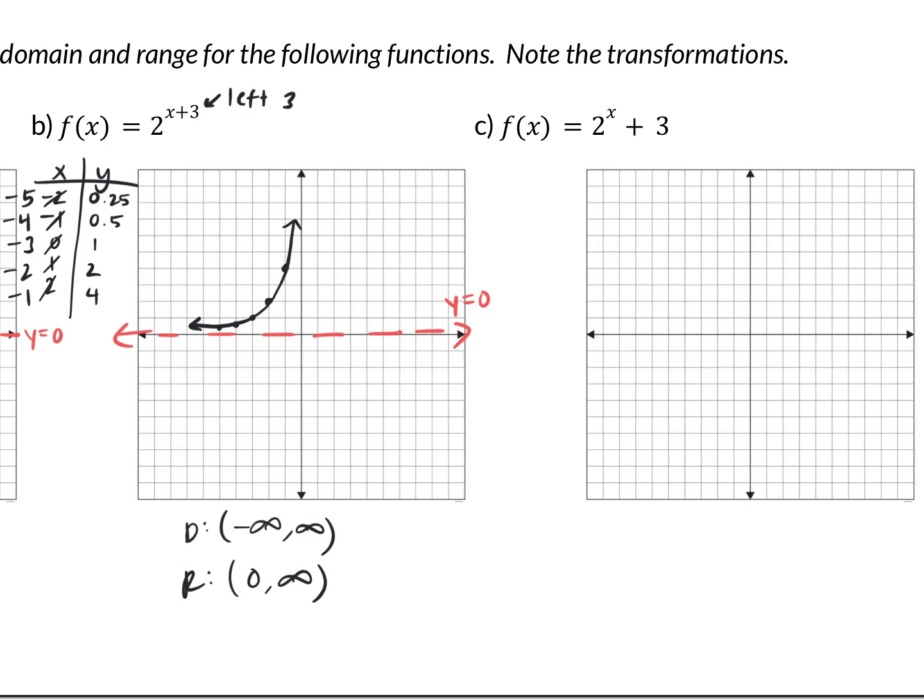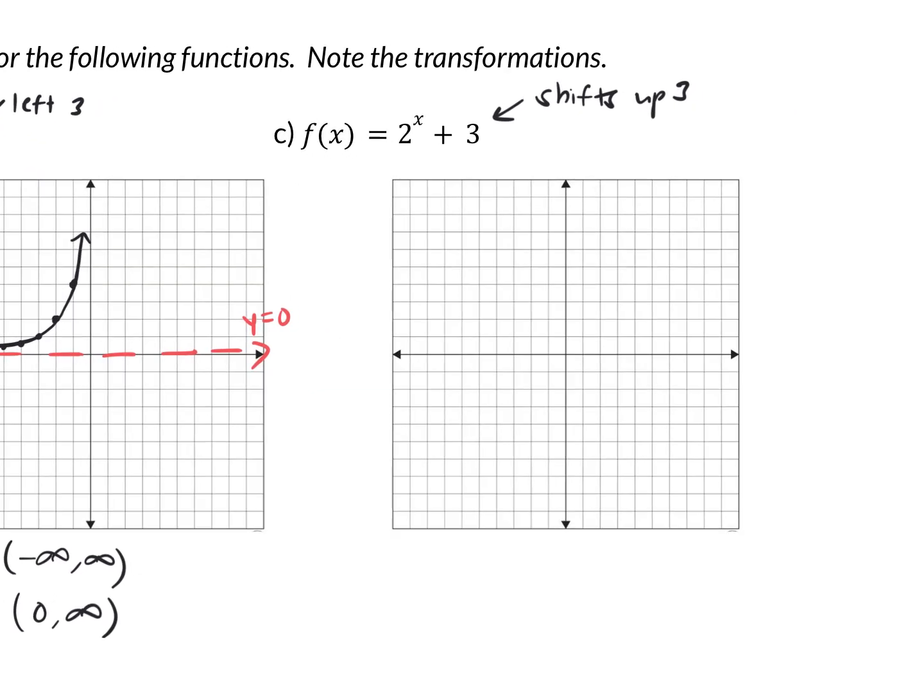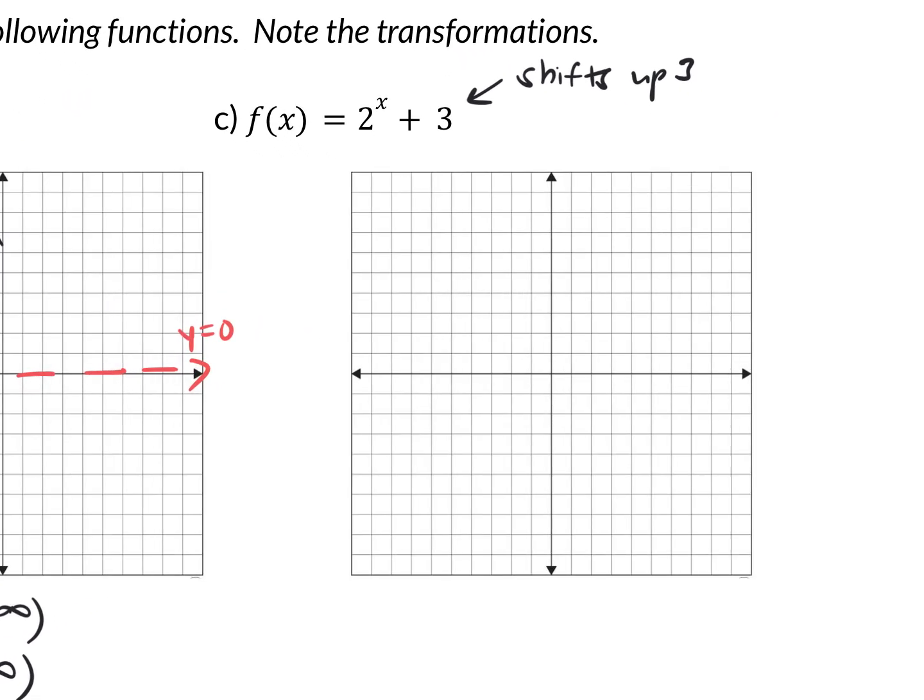All right, and the last one here. I've got 2 to the x plus 3 on the outside, so what does that plus 3 do? If it's not with the x, it shifts where? Up 3. Shifts up 3. So if I think about that in terms of my table, right? All of my x values are going to stay the same. My y values, however, what are we going to do with them? Plus 3 to all of them, right?